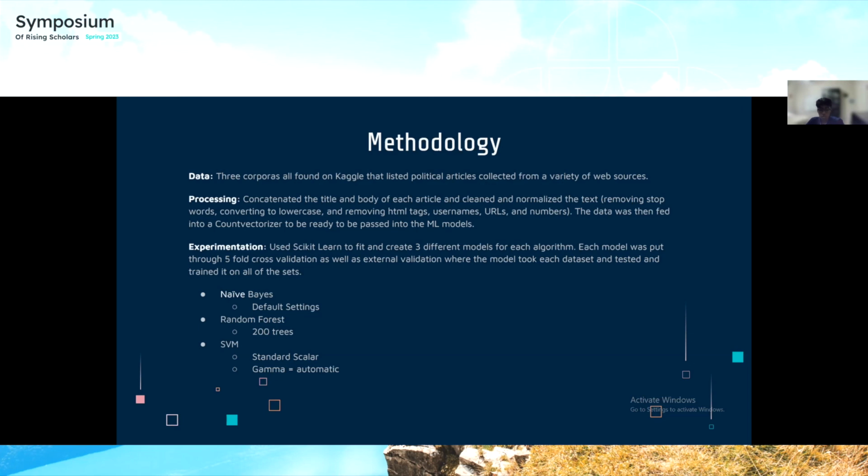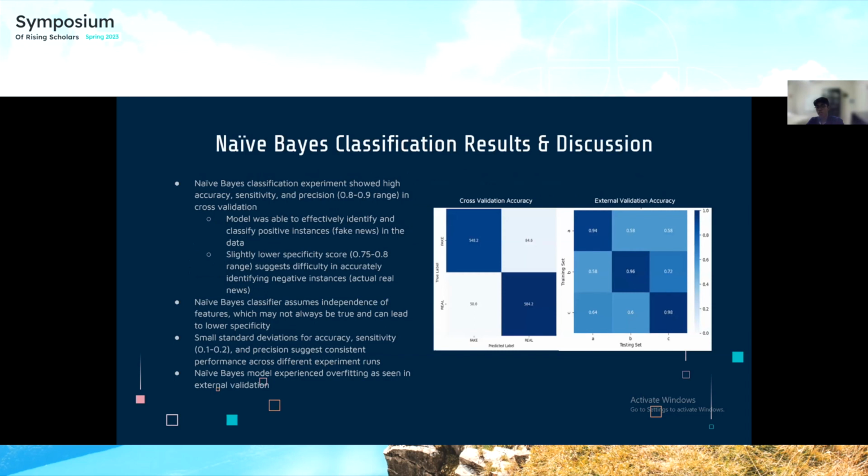In terms of settings, we would set Naïve Bayes to default, random forest to creating 200 trees, and the SVM would be passed into the standard scaler and gamma automatic. Essentially, what these settings do is set the conditions so that they are similar across all three models. Now let's talk about the results and discuss what they mean.